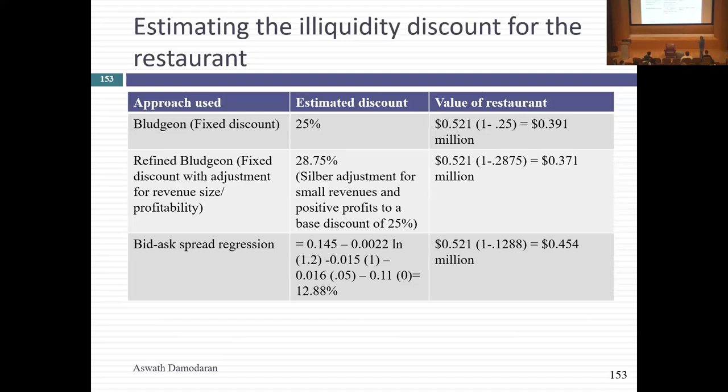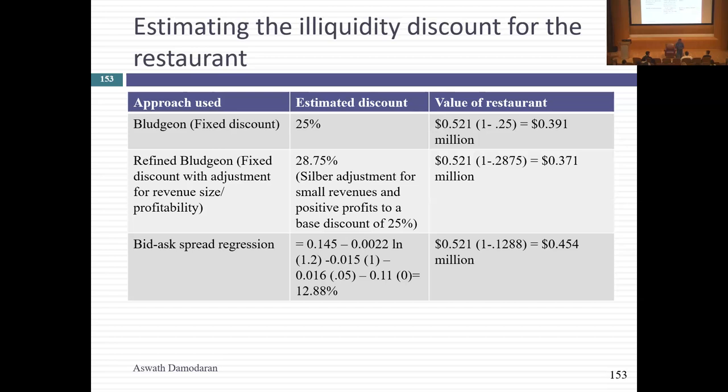I took my bid-ask spread regression, plugged in the values for the restaurant, and I got a predicted bid-ask spread for the restaurant, 12.88%. What does it even mean? I'm extending the concept of bid-ask spreads into the private business space, and that now becomes my estimate of the liquidity discount, given how public markets are being priced. It doesn't have sampling bias. It's a huge sample. Of course, I'll have to keep redoing it. This is a 15-year-old regression, so it's aged. But if this was at the center of your practice, you could update this every year. The data is there. It's easy to do.